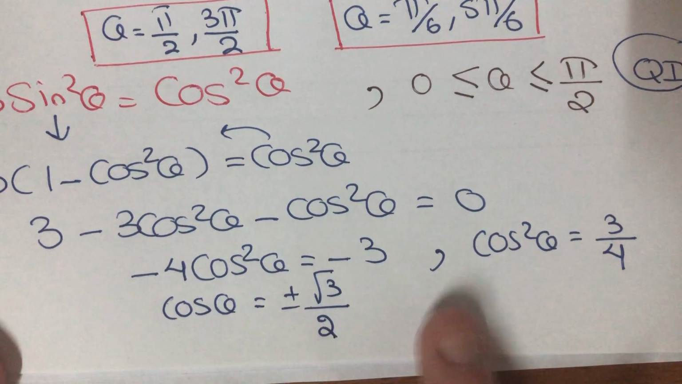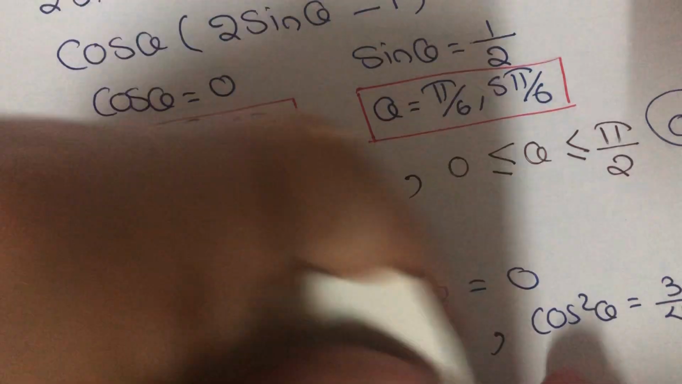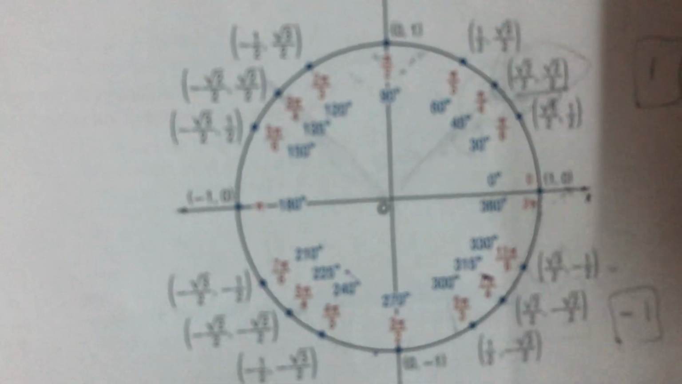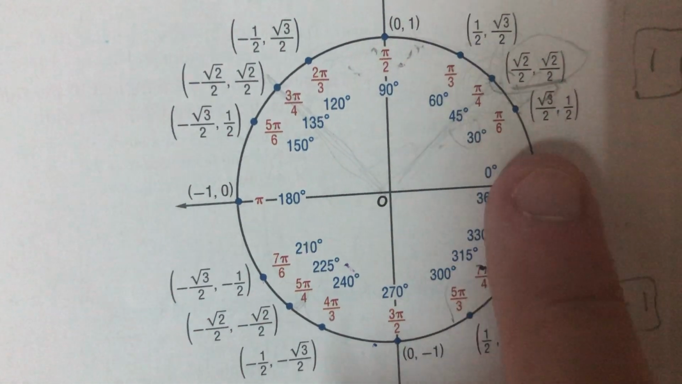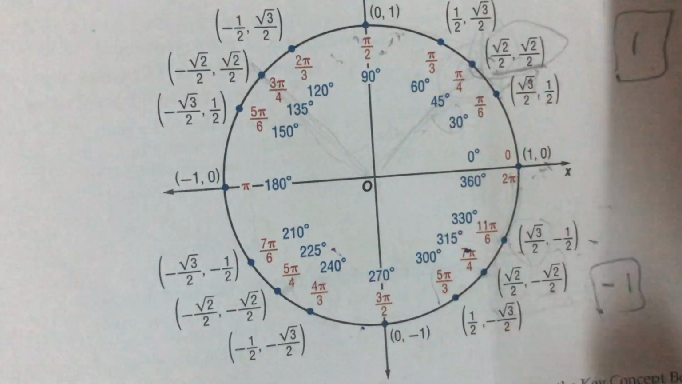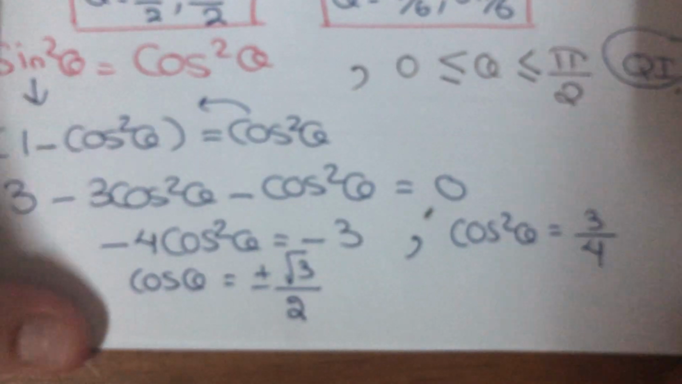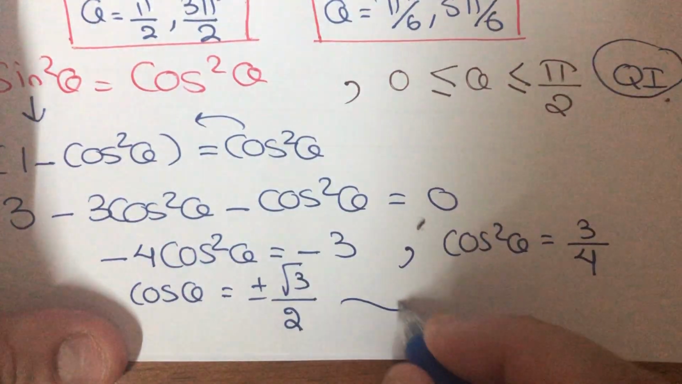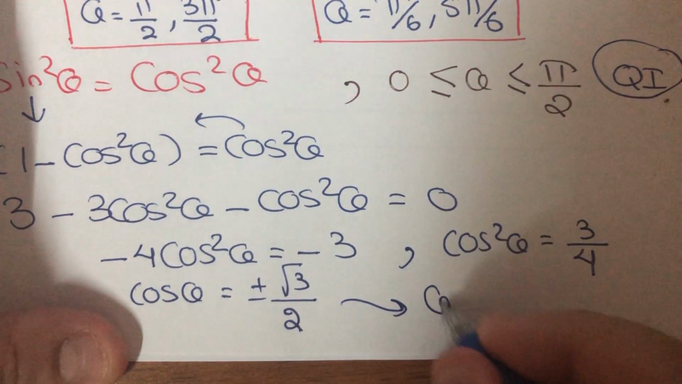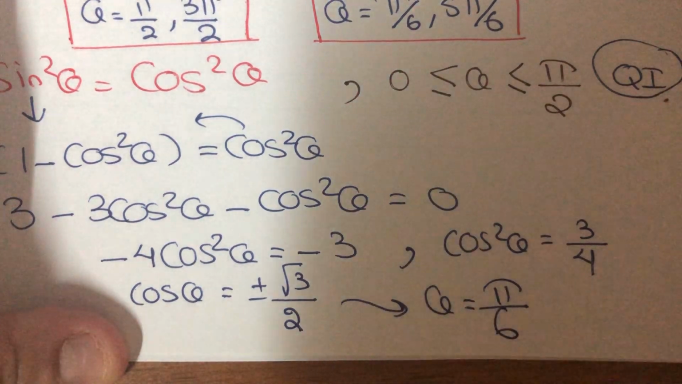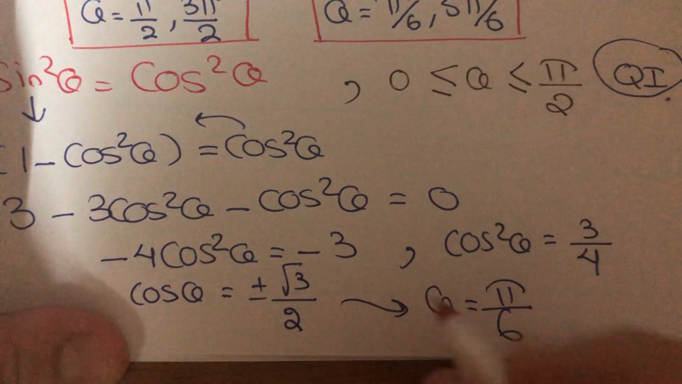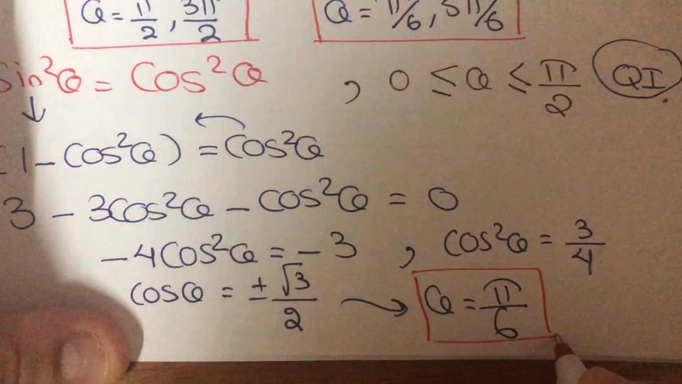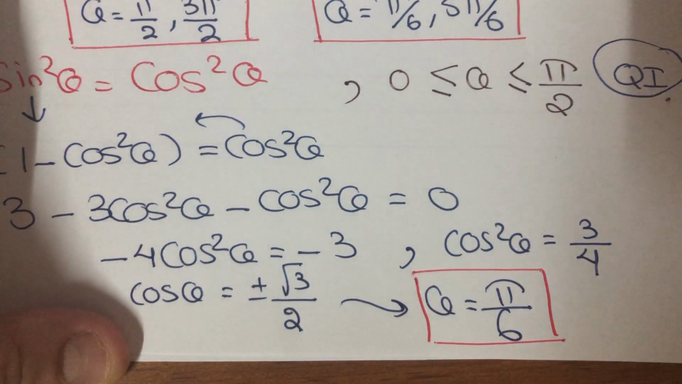But I want the answers that are only in quadrant 1, not any other answer. So only in quadrant 1, when is the cosine equal to root of 3 over 2? The cosine is equal to root of 3 over 2 in pi over 6 only. I'll not take any other answer. According to the interval they gave me, I will end up with theta equals pi over 6. And you have to keep a unit circle beside you if you're not memorizing it that much.